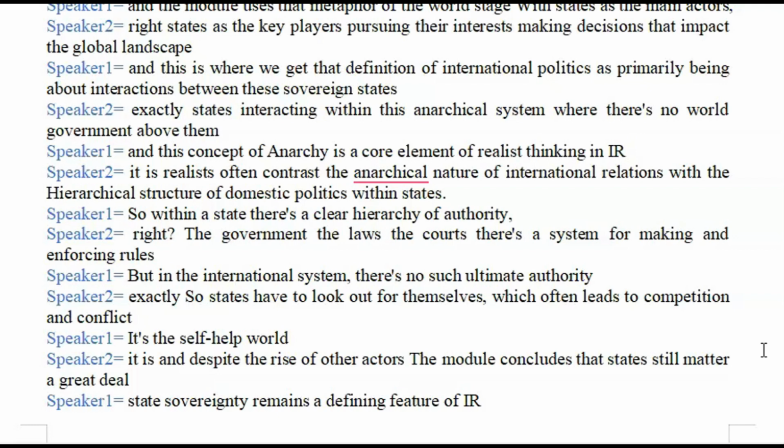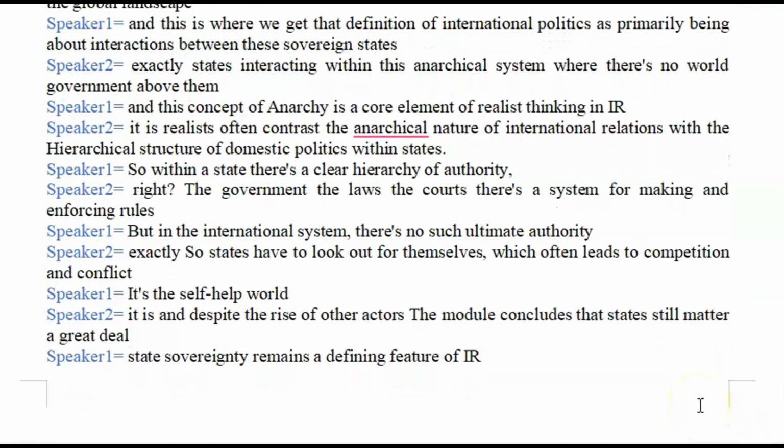And this concept of anarchy is a core element of realist thinking in IR. It is. Realists often contrast the anarchical nature of international relations with the hierarchical structure of domestic politics within states. So within a state, there's a clear hierarchy of authority. Right. The government, the laws, the courts. There's a system for making and enforcing rules. But in the international system, there's no such ultimate authority. Exactly. So states have to look out for themselves, which often leads to competition and conflict. It's the self-help world. It is.